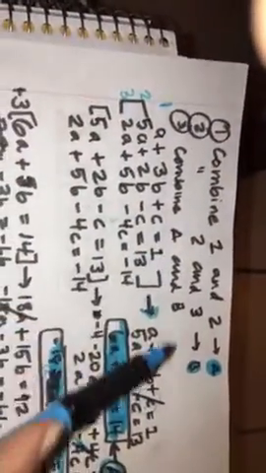This equation, again, super important. That is your B. Next step. Once you have your A and your B, you have to combine A and B.